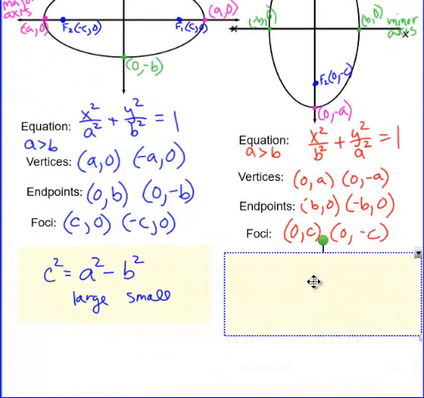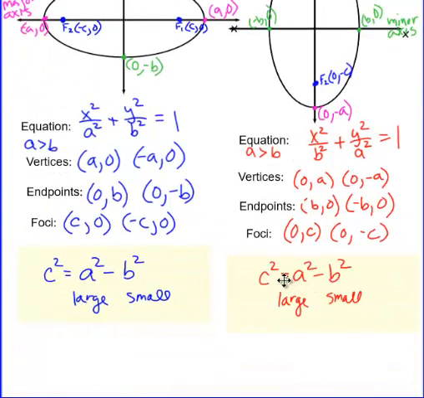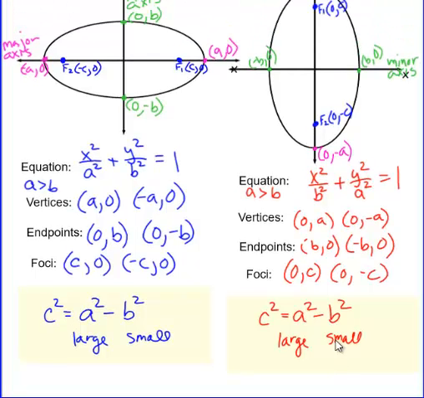The foci are found the exact same way. We take the large value, a squared, minus the smaller value, b squared, and that'll equal c squared. So you can take the square root to find your c value so you know where the foci are located. All right, let's take a look at some examples.